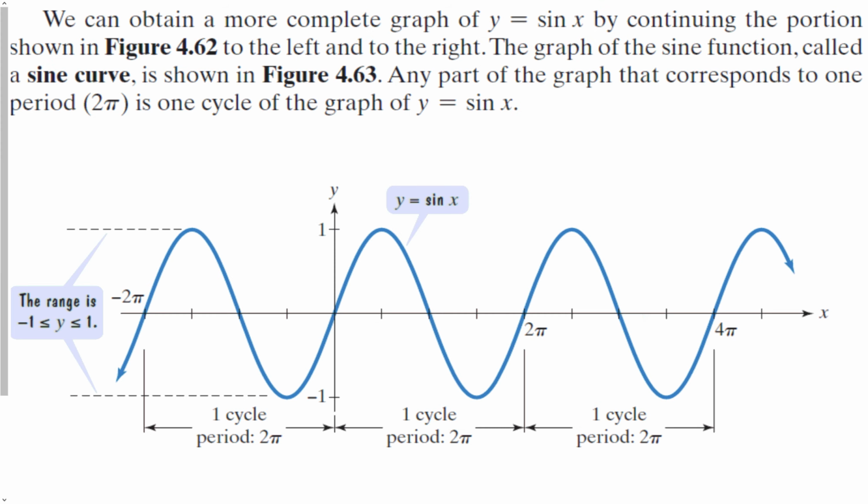All right, so we can obtain a more complete graph of y equals sine x by keeping going. What we just graphed on the last page was from there to there. That's one cycle, one period. The graph then just keeps going forever. We can extend it to the right, we can extend it to the left. The graph of the sine function is called a sine curve, and any part of the graph that corresponds to one period is one cycle of the sine curve. So one cycle can go from here to here, from 4 pi to 6 pi, or any period of 2 pi.